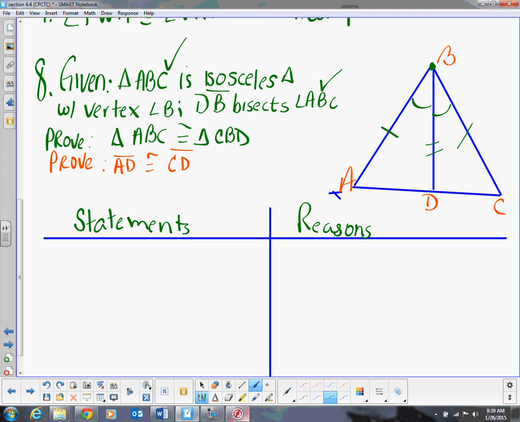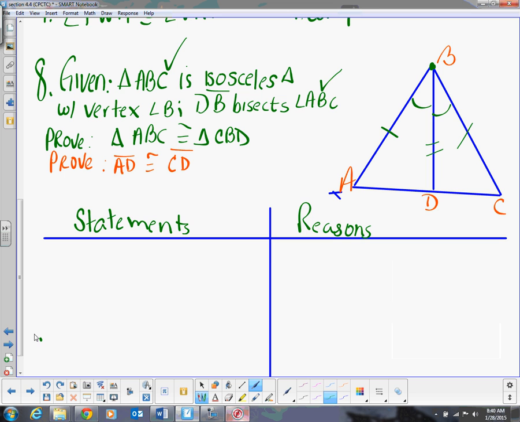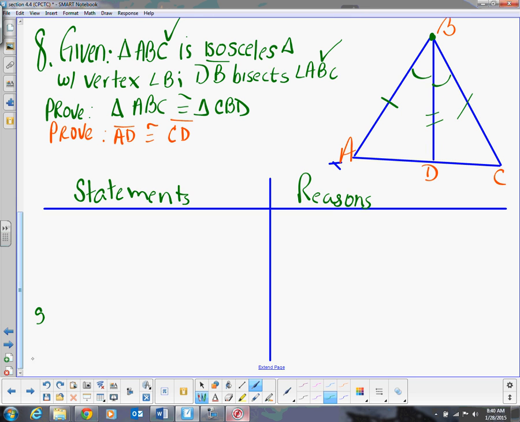Tara, very intuitive here, said we could have marked angle A congruent to angle C because if two sides of a triangle are equal, the angles opposite are equal. At which point, Tara, you would have had angle side angle. But in this case, what's marked is not angle side side. So we've got side, angle, side.